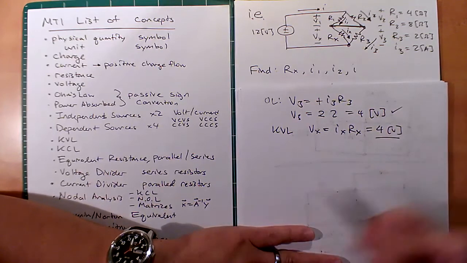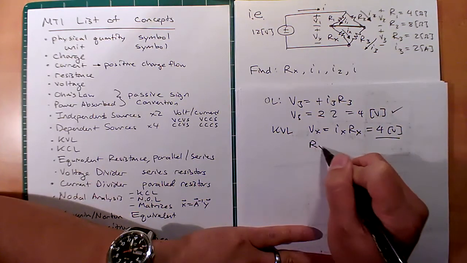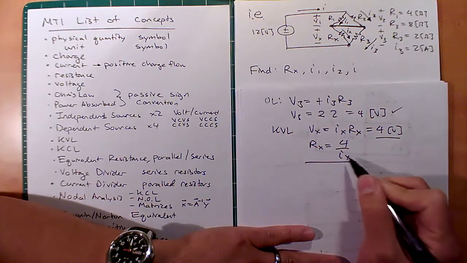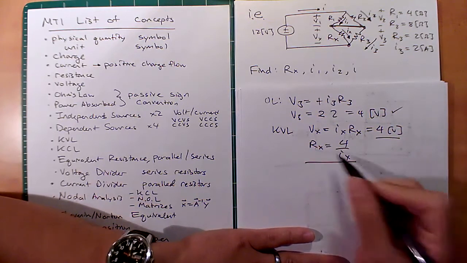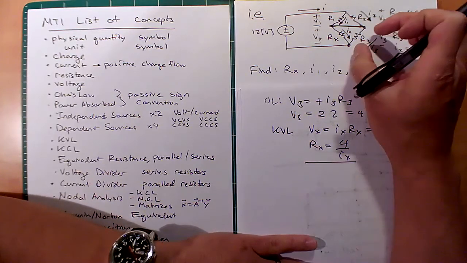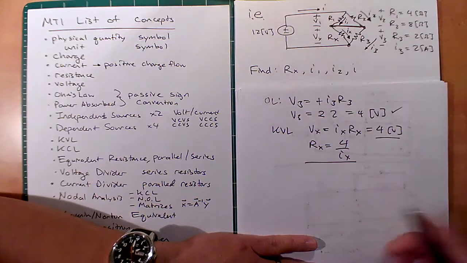Okay, so we're going to hold on to this equation, and we're going to say Rx is equal to 4 divided by Ix. So we're going to hold on to this. Once we solve for Ix, we'll come back here and get this answer. But let's keep going. What else did we say? We said once we know V3, once we know 12, we can get V1 and V2 because they're the same.